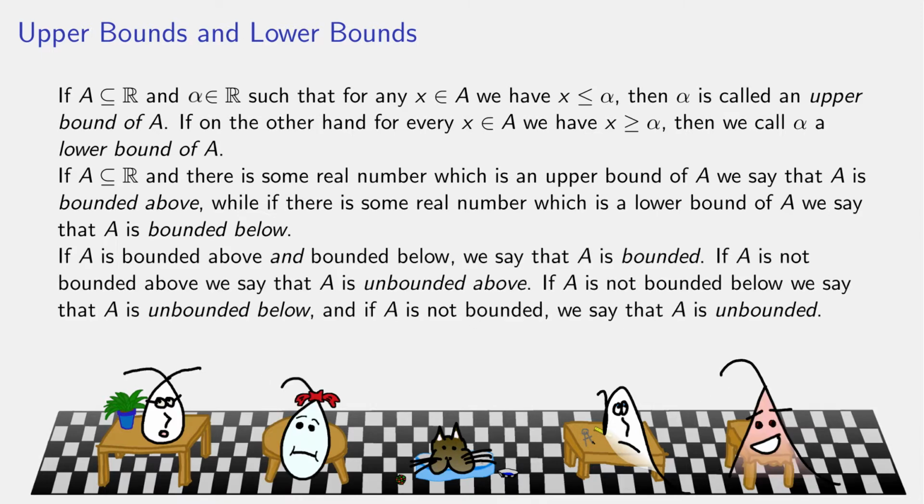If a set is bounded above and bounded below, then we say it is bounded. If it's not bounded, we say it's unbounded, and we can say unbounded above or unbounded below, or we could just say unbounded.